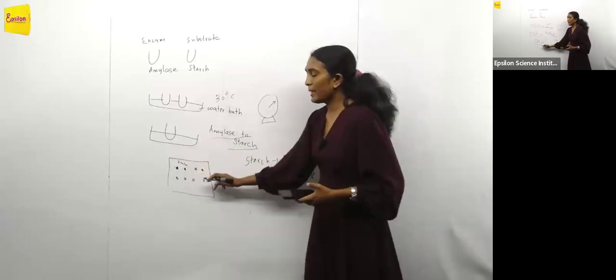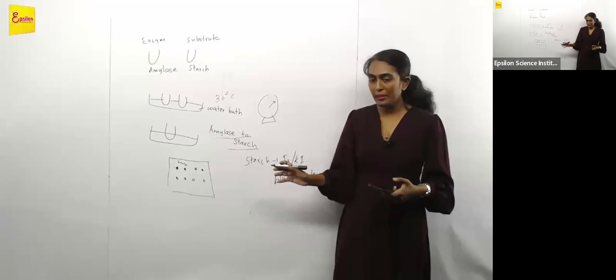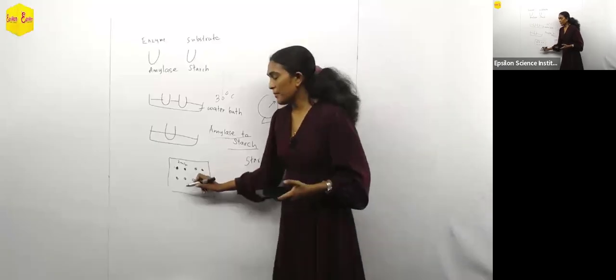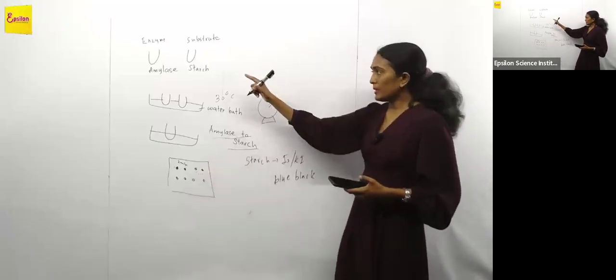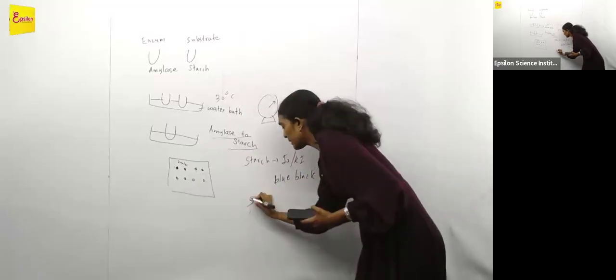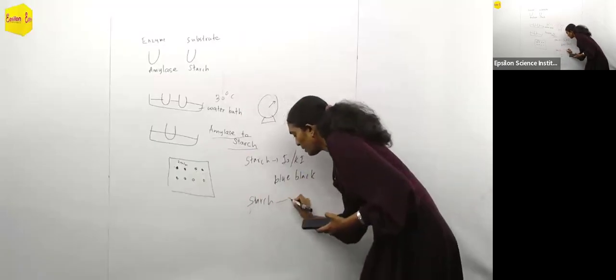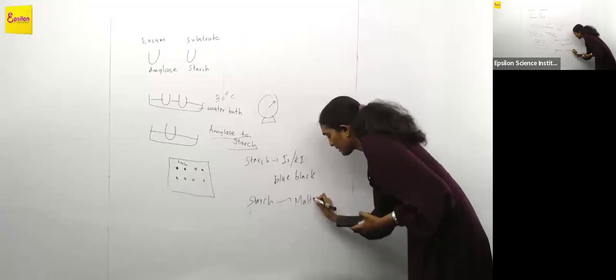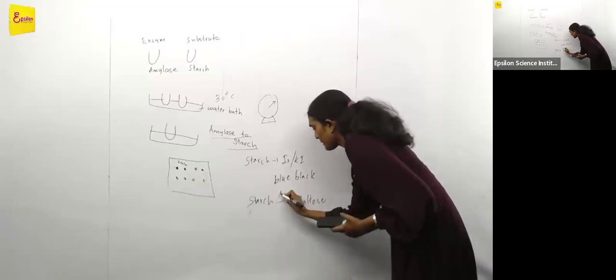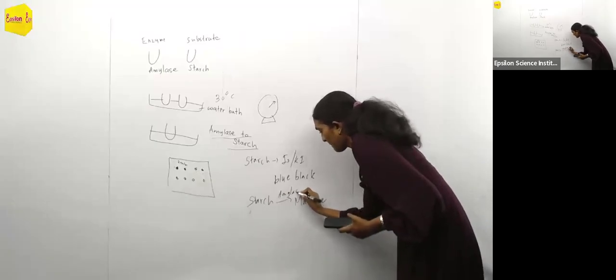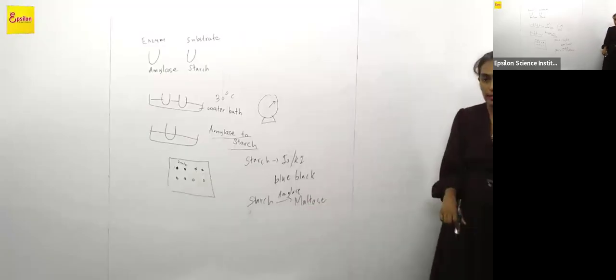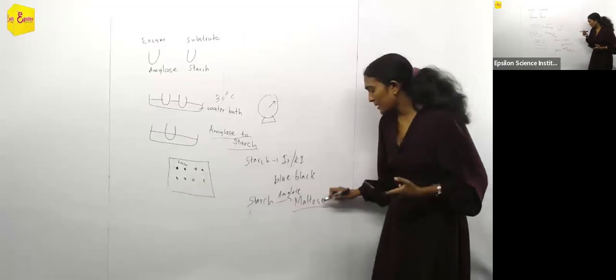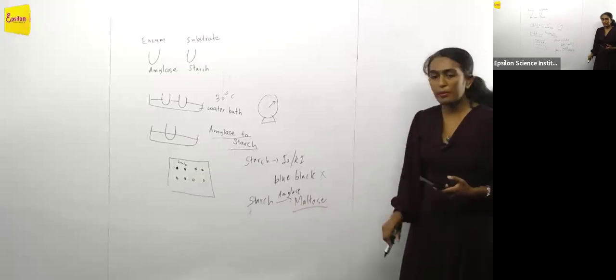The blue black color will be there, and after some time the blue black color will disappear. It disappears when all the starch has been converted into maltose by amylase. Right? This is the enzyme amylase converting this one into this. So if maltose is present, you can understand there's no more blue-black coloration.